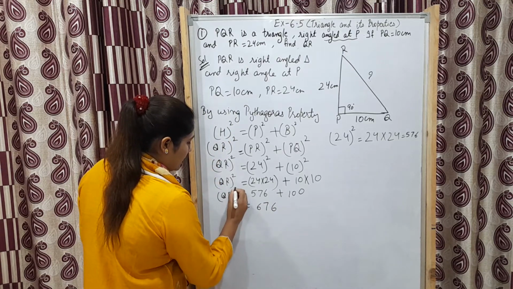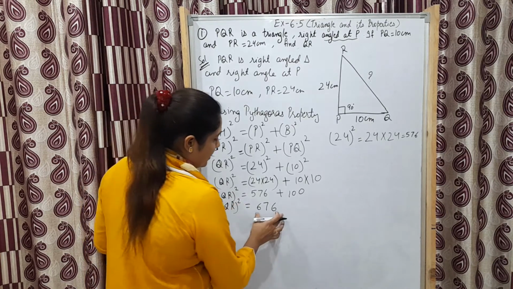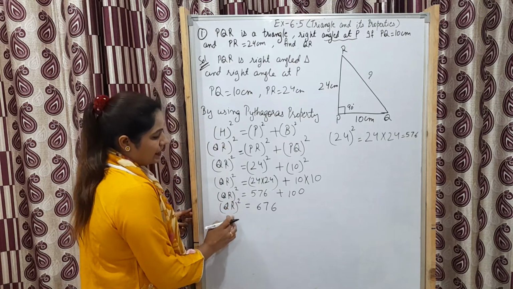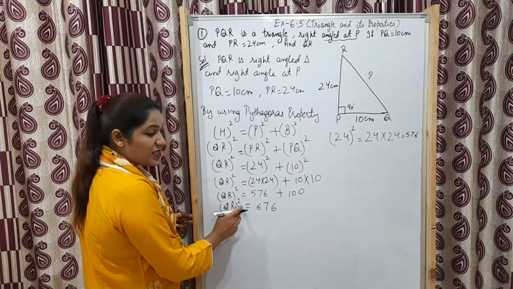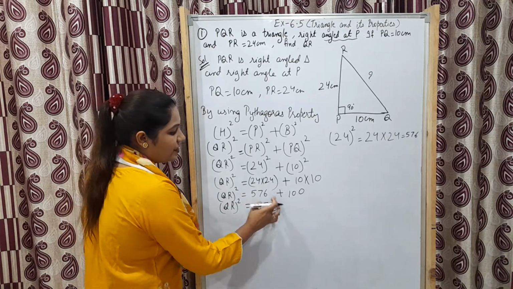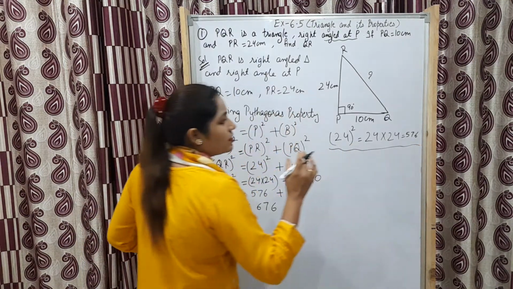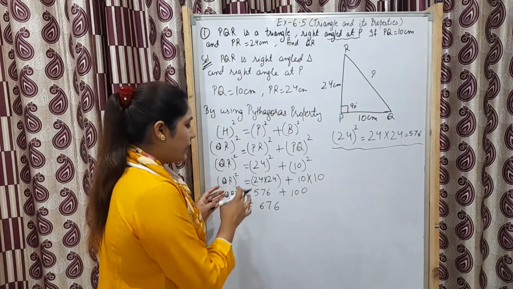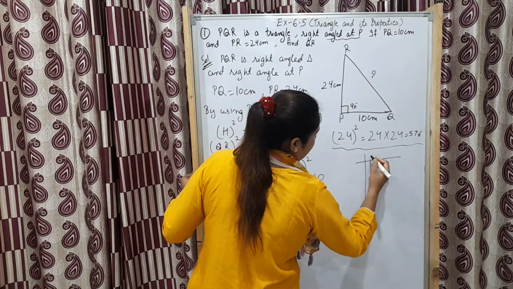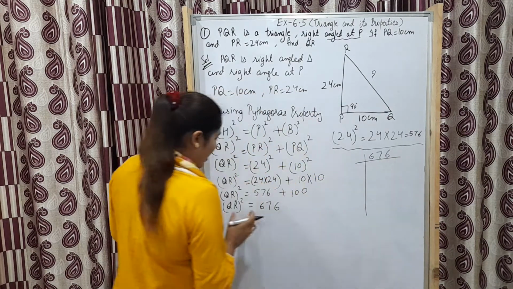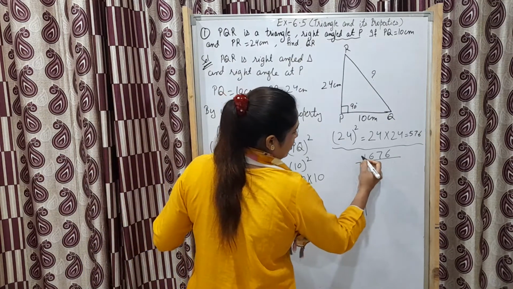QR square is equal to 676. Here QR square, it is not the value of QR. It is the value of QR raised to power 2. How we will find the value of 676? Students, you haven't done square root here, so I will not tell about the square root. First we will do prime factorization. 676. Whenever you will get any type of this statement, you will do the prime factorization.